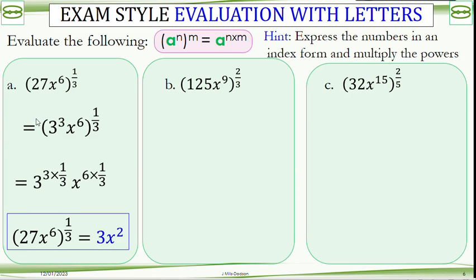Also, one quick way, when it's possible, is that it is a cube root. You can work out the cube root of 27, which will give you the 3, and you just work out 6 times a third. That will also give you x squared. Whichever way, they will both work.